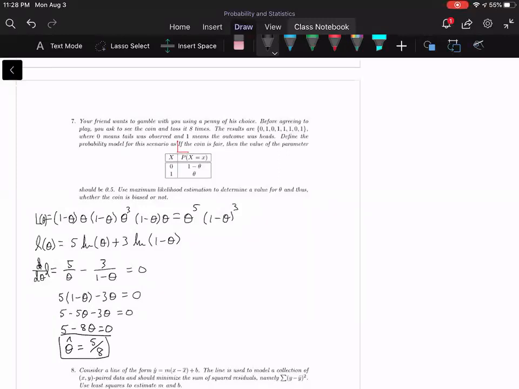Which you could convert into decimal form if you wanted. 5/8 is fine. And so that means that our estimate here is 5/8. And our estimate for the probability of tails would be 3/8. All right, so in this case, there wasn't necessarily a clear distribution. You could have worked with your Bernoulli distribution because that would be appropriate with only 2 possibilities. But it should have worked out the same regardless of which way you do it.